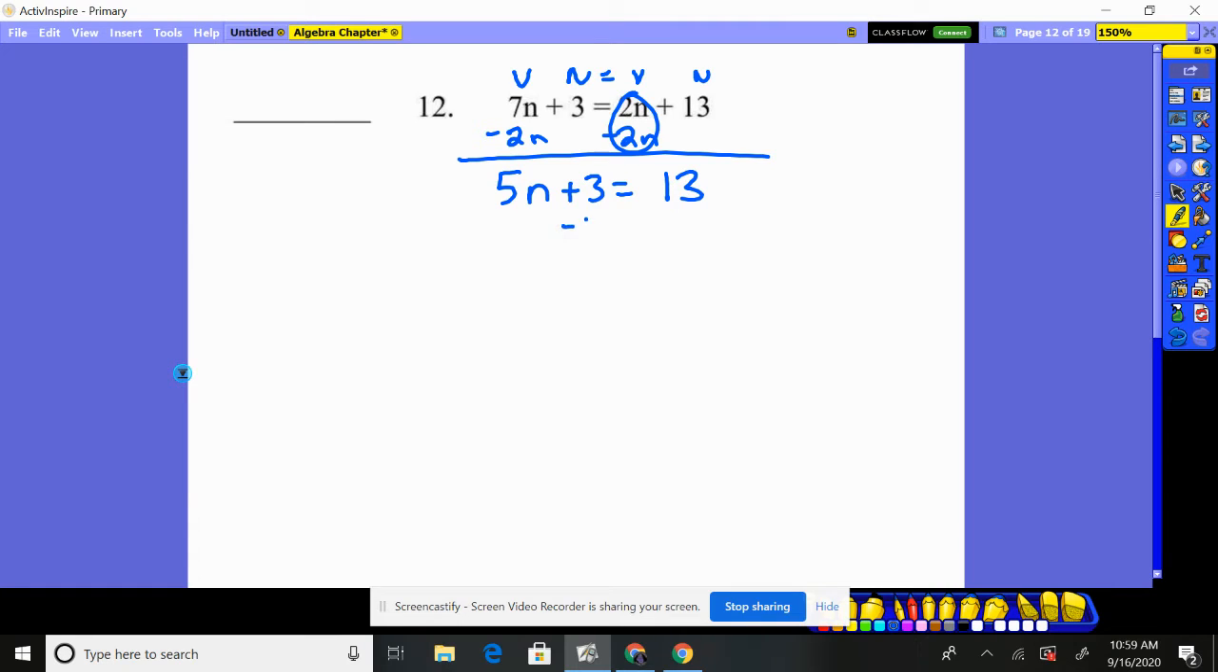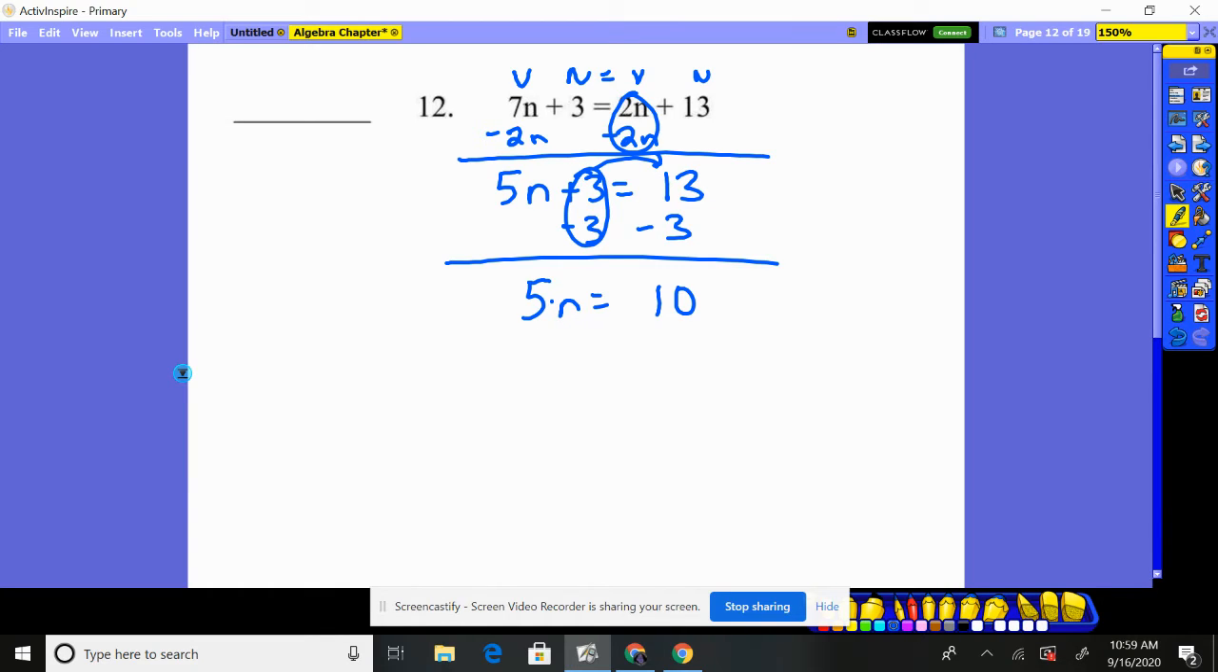So I'm going to get rid of adding 3 by minusing 3. I'm basically getting him over to that side. Subtract 3 from both sides, gets rid of him on this side, and basically moves him to the right-hand side. 13 minus 3 is 10.